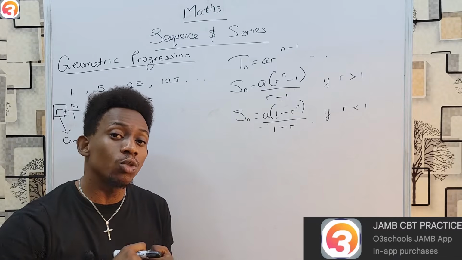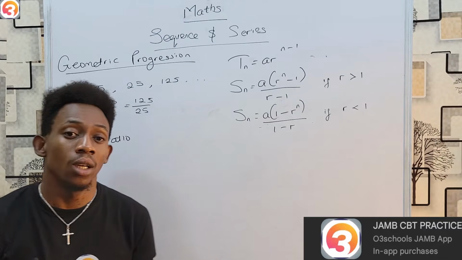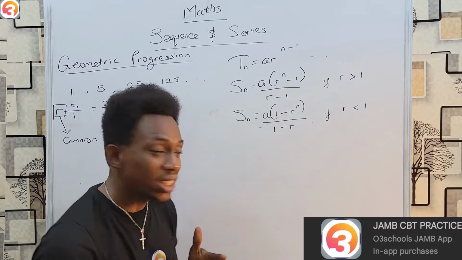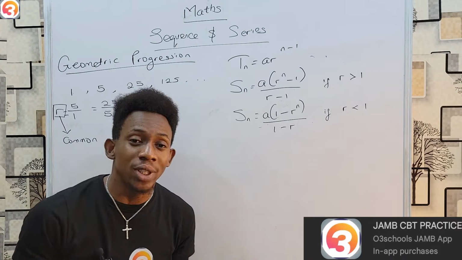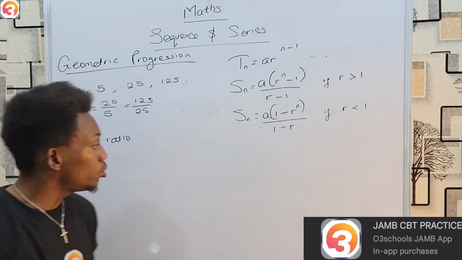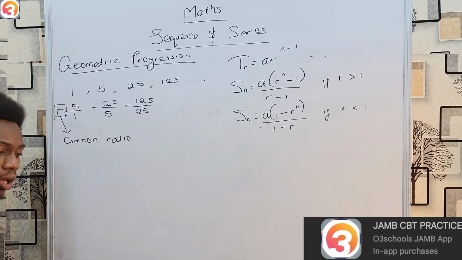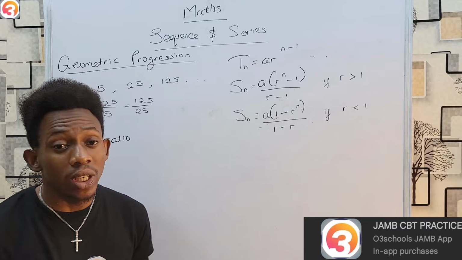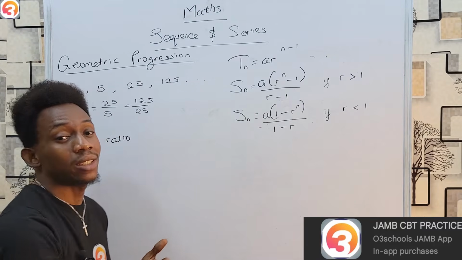But there's one more thing we actually have to look at in this case, and we'll call that the sum to infinity. A sum to infinity is special only to GP. It doesn't happen in the AP. What do we mean? Say you take any number and you begin to divide. When your common ratio is less than 1, you're dividing this number essentially.